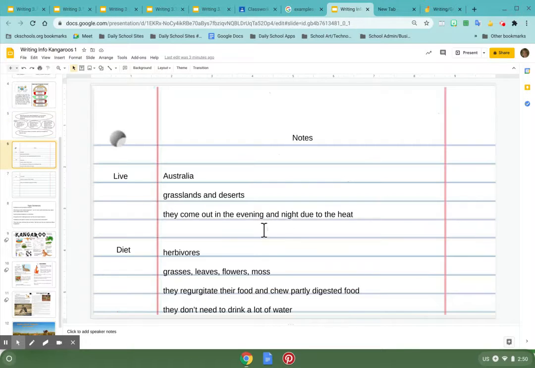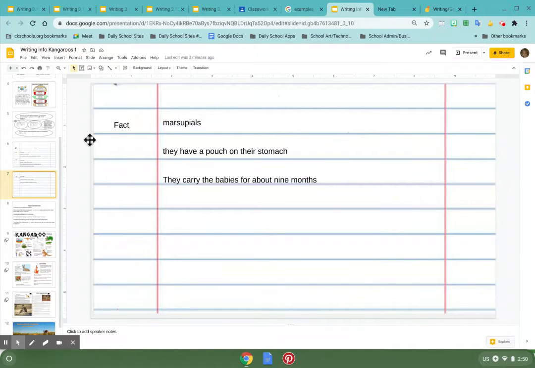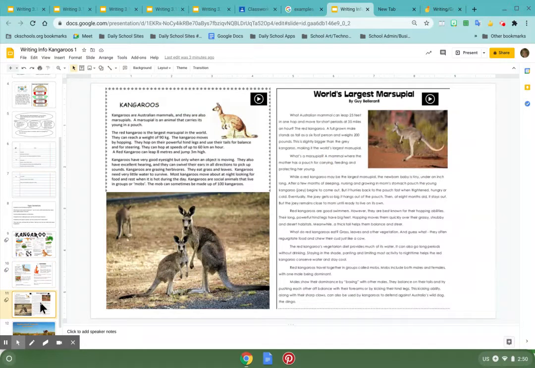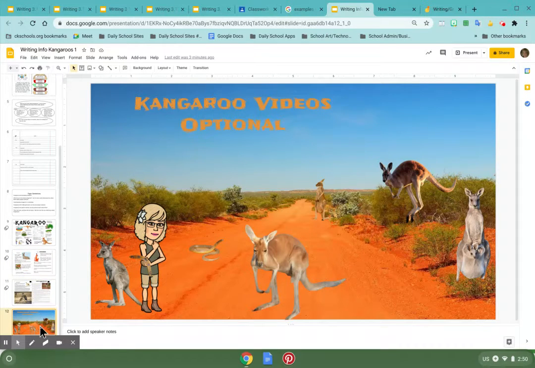So, remember, we were finding and making sure that we had facts about where they live and what the diet of the animal, the kangaroo, is. And we were talking about facts, any fact that you found interesting that you wanted to put in there more for the third thing. All right. You have looked and read and listened to these articles. You've probably watched a couple of videos. So now you're almost like a pro at kangaroos.